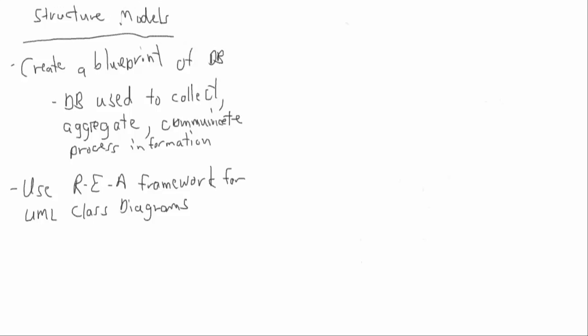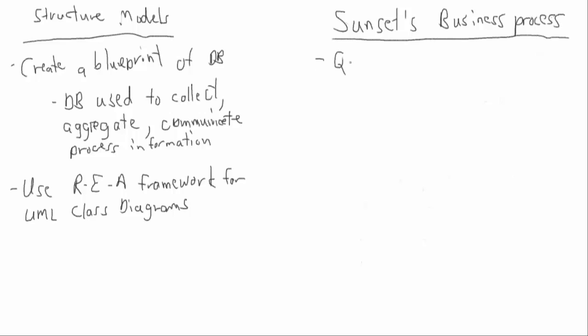Let's consider the business process Sunset has for sales. And we'll start with the quote. What are the business rules? And we'll call these Sunset's business rules that we're considering rather than just the overall process. So what are the rules that Sunset has to follow, or that Sunset chooses to follow when they go through their business process for sales and collections?